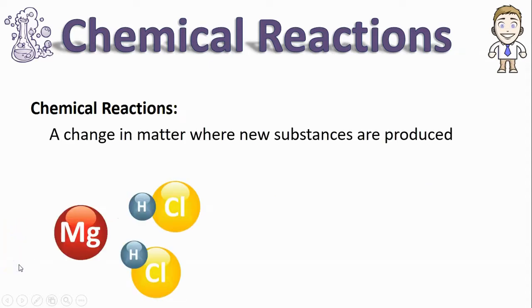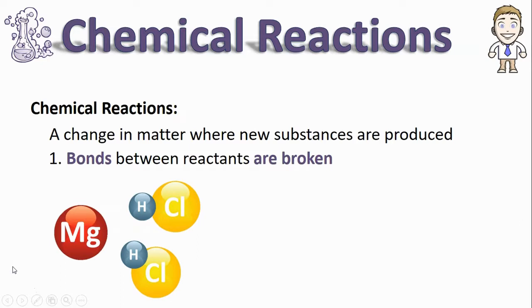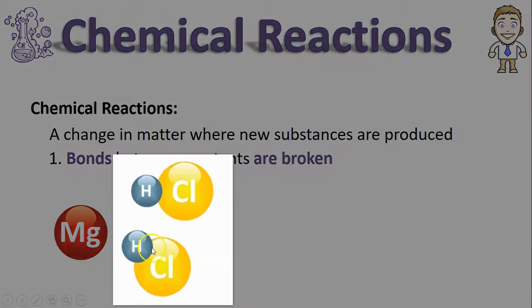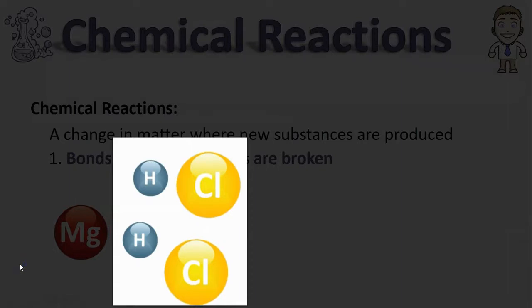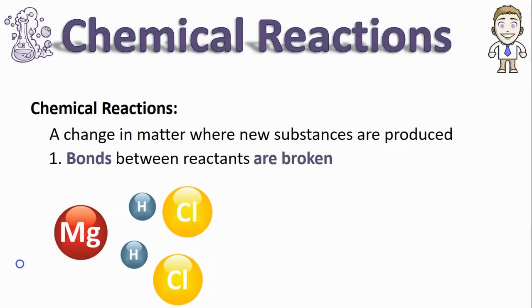To do that, we're going to use an example of a chemical reaction between magnesium and HCl, or hydrochloric acid. When these substances, or any substances, chemically react, there's a very specific series of steps that take place. The first step in any chemical reaction is these reactants are held together with bonds. Here the H and the Cl are clearly attached to each other. If we're going to make new substances, those bonds have to be broken. We've got to separate all the atoms.